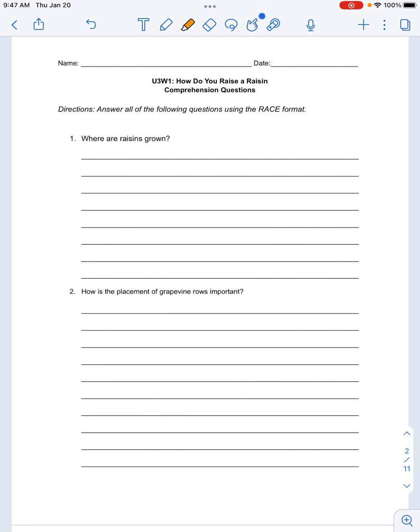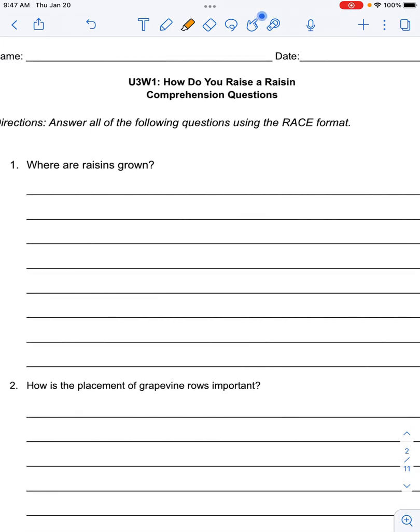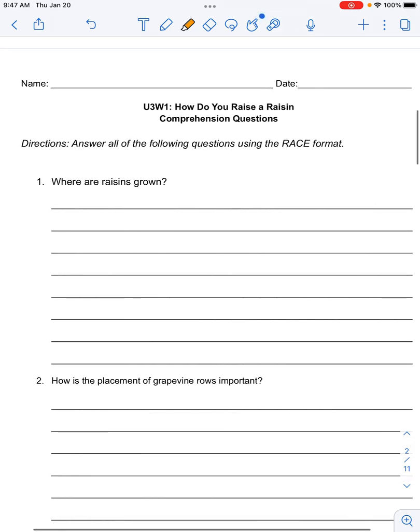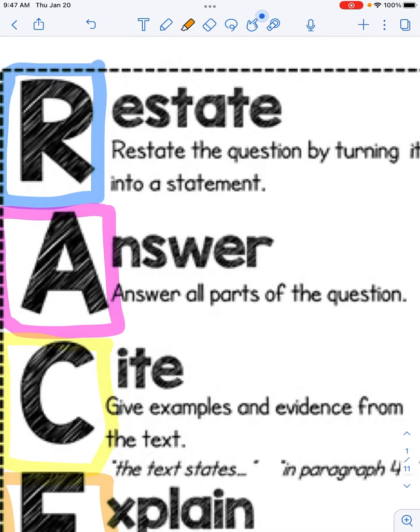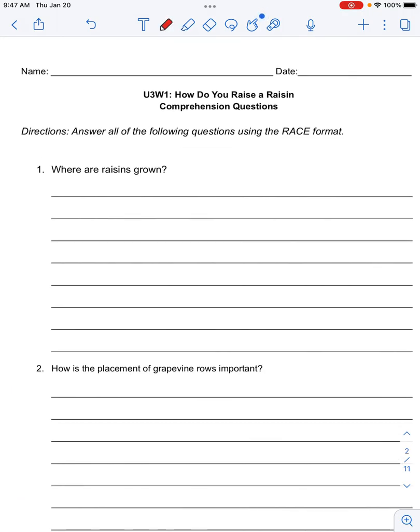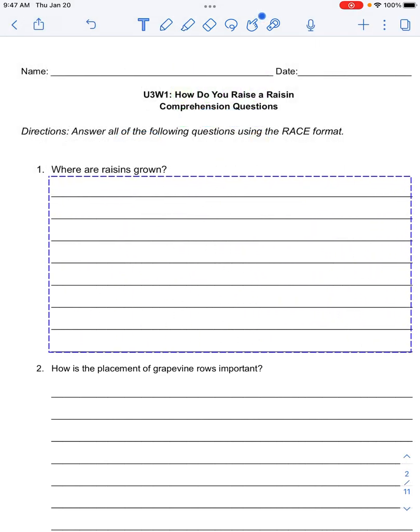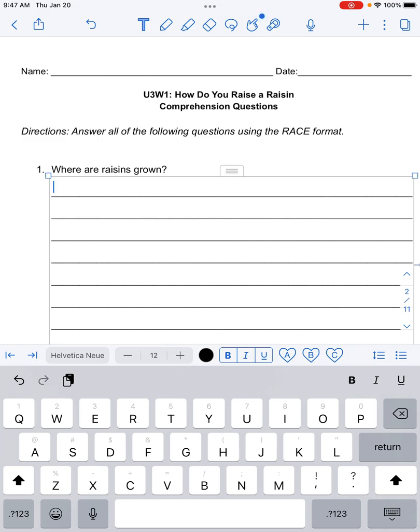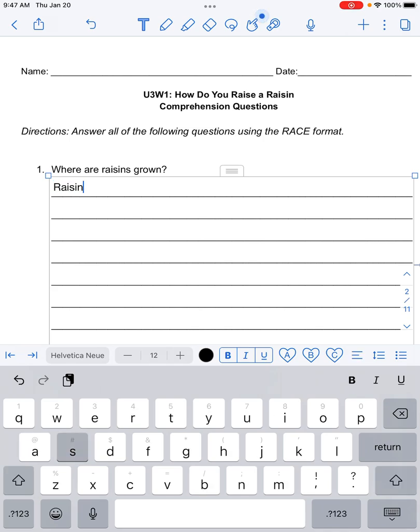I'm going to walk you through how to do the first question. So the first question says, where are raisins grown? Well, I know that I can start with at least the R without even knowing the answer. So R is restate. So I'm going to write my answer, and I'm going to type it. Now, I'm going to color code it afterwards to make sure I have all the parts. So if the question is, where are raisins grown, I can restate the question by saying, raisins are grown, and I don't know the answer yet.